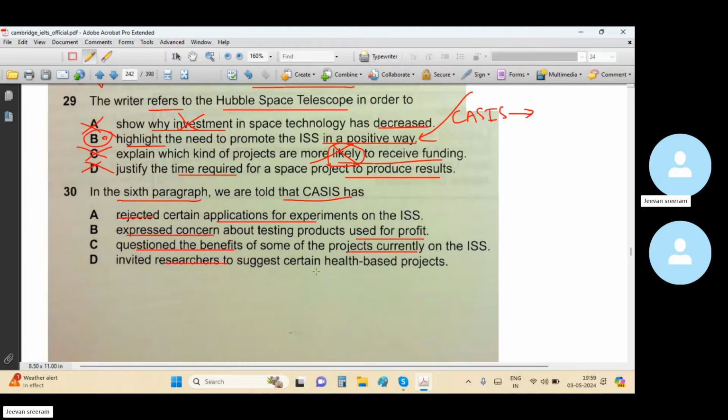Invited researchers to suggest certain health-based projects. This could be the correct option. I hope so. Right, let's check more clear information.